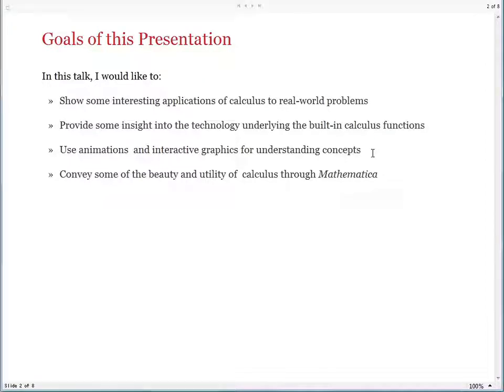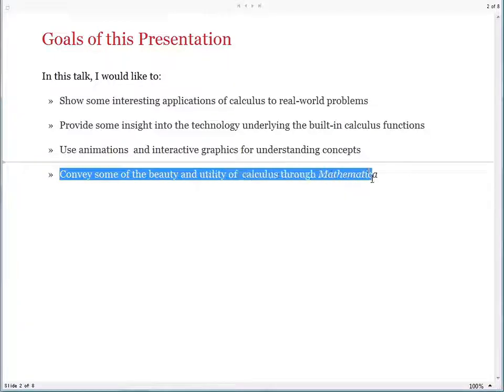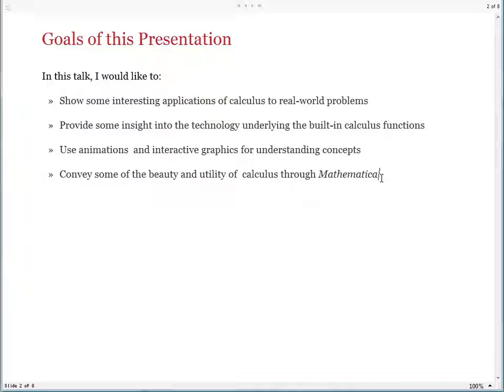But my overall objective for today's talk is to show you that not only is calculus very useful, but it is also very beautiful. By which I mean that there are only a few simple principles underlying calculus, and the entire subject draws its power from these principles. Indeed, calculus is one of the greatest intellectual achievements of mankind, and this explains its importance in science, education, and other fields. So, my overall objective for the presentation is to convey some of the beauty and utility of calculus as seen through the eyes of Mathematica.